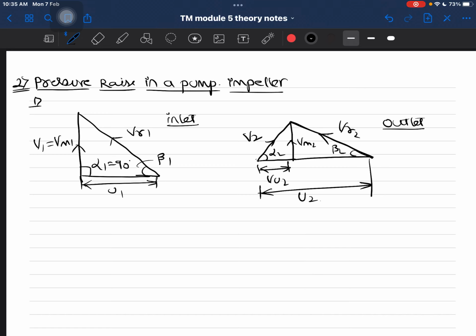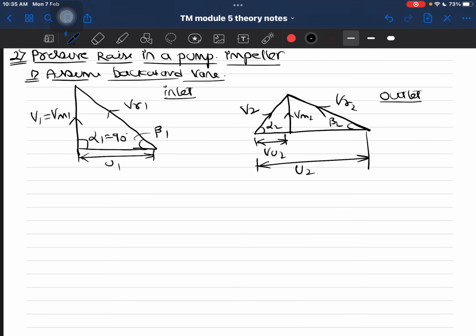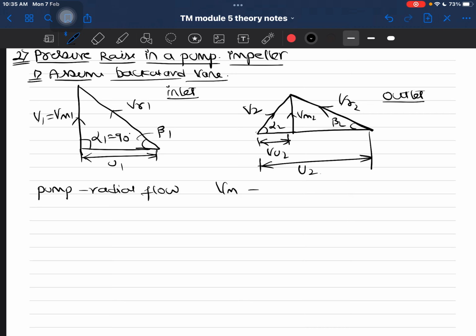Number one, first you are going to assume a backward vane pump. Usually 90% of the cases we will use a backward vane pump. So for that, inlet and outlet velocity triangles are already drawn and kept ready here. Since pumps are radial flow machines, that is why we use Vm, which is the velocity in the meridional plane, as our reference in place of Vu.